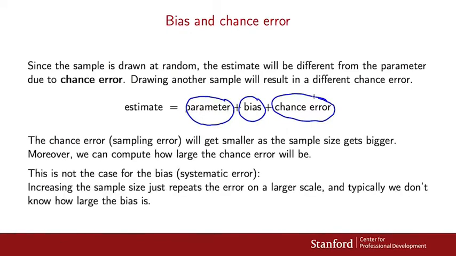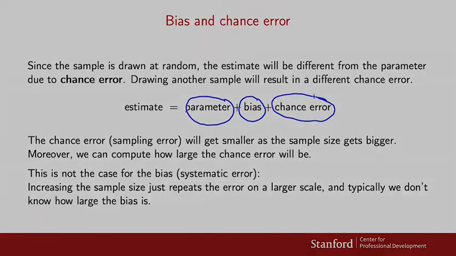Things are quite different for the bias, which is also called systematic error. If we increase the sample size, the bias will not get smaller. Rather, it will just repeat the error on a larger scale. Also, we typically don't know how large the bias is. So having a bias is a real problem. And that's the reason why we use chance in sampling in order to avoid a bias.